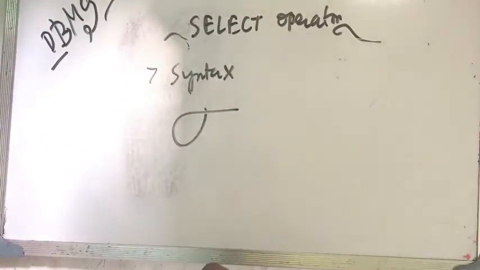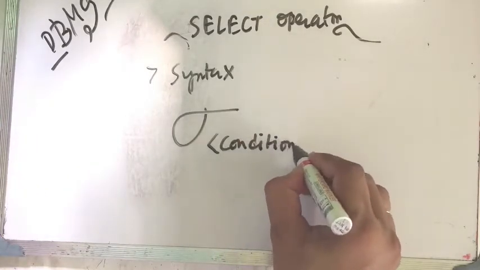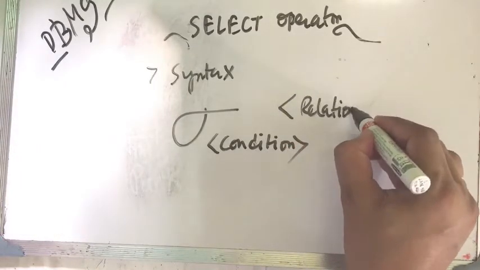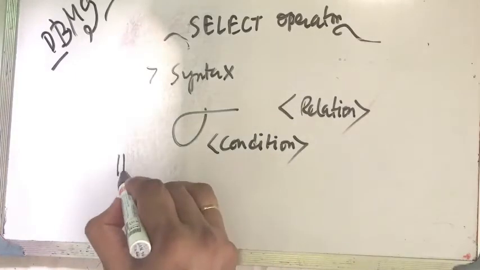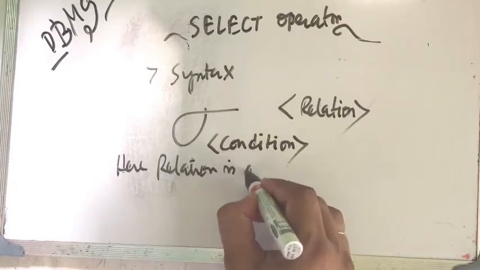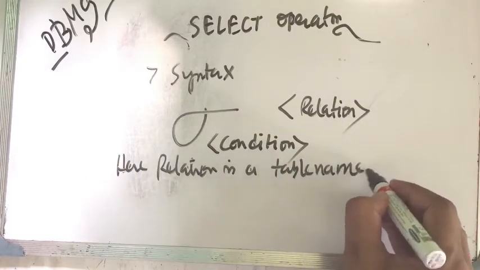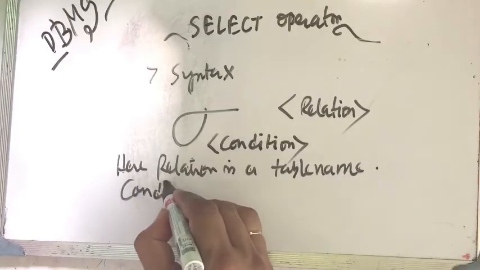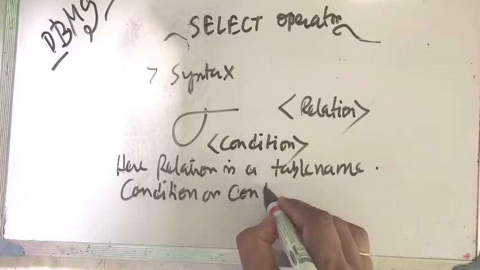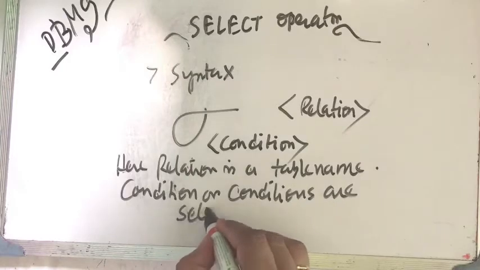Syntax. This is the sigma select, and there is a condition, or you can use more conditions. This is a relation. From that relation, the condition is applied. Here relation is a table name. Condition or conditions are selection criteria.